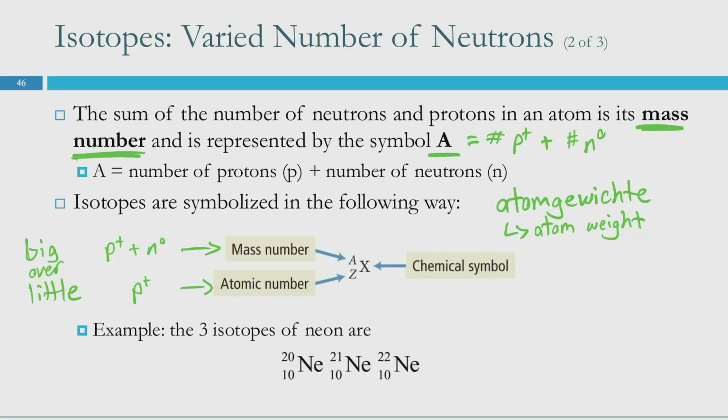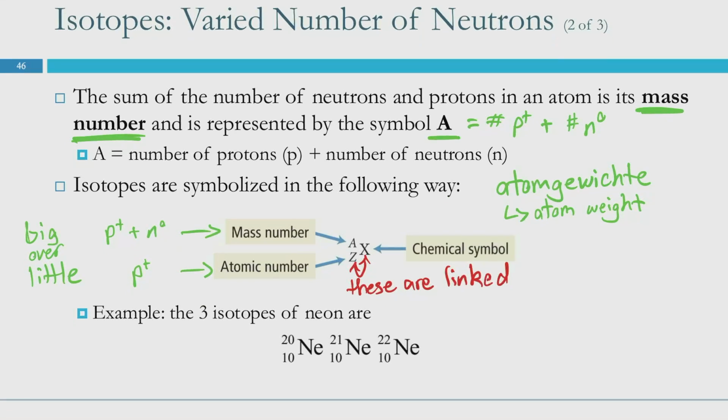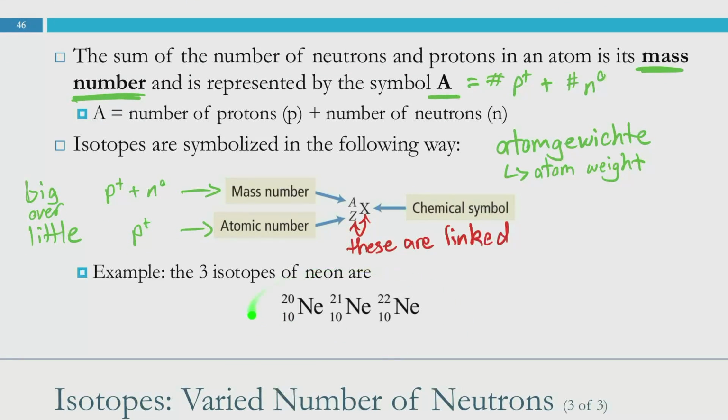And then our symbol just being our chemical symbol. Another thing I'd like to point out is that the atomic number and the chemical symbol are linked. If you have one, you can get the other, because the number of protons, the atomic number Z, determines the element, which determines the symbol. You can work the other way as well. So if you have the symbol, you can find the atomic number. So those three isotopes of neon that we were talking about would be 20 over 10 Ne, 21 over 10 Ne, 22 over 10 Ne.